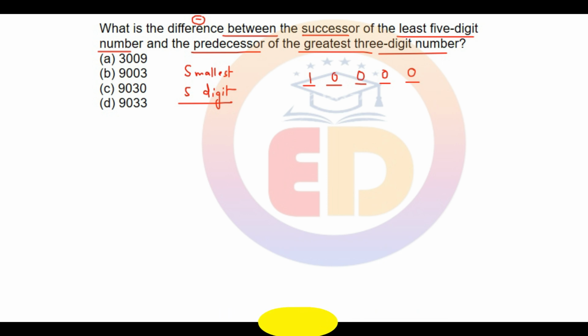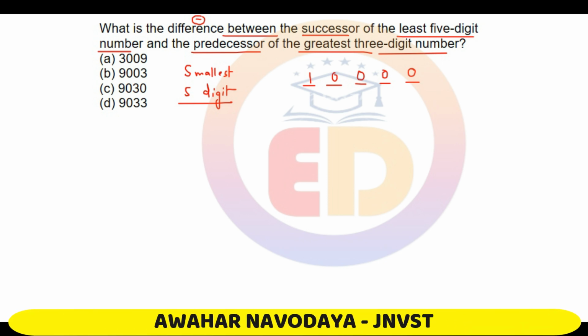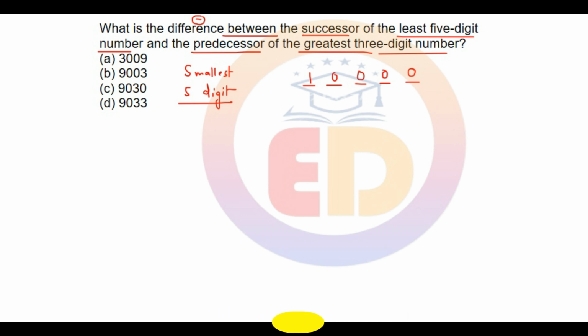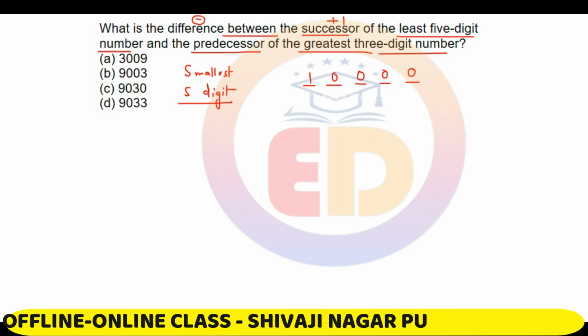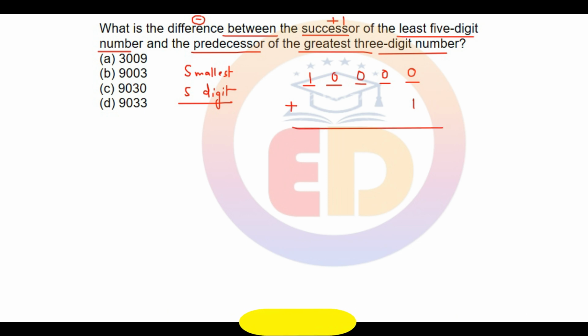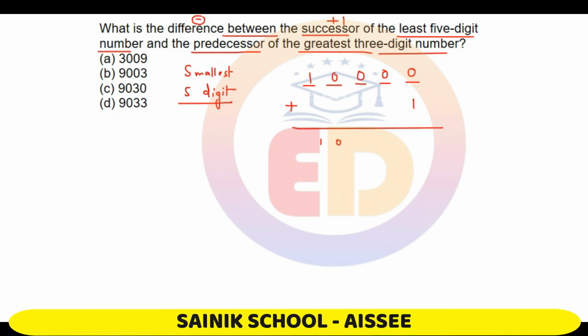But we don't want the smallest 5-digit number, rather we want its successor. So successor is a number which comes after a given number. And to get the successor, add 1. So let us add 1. 10,000 plus 1 will be 10,001.